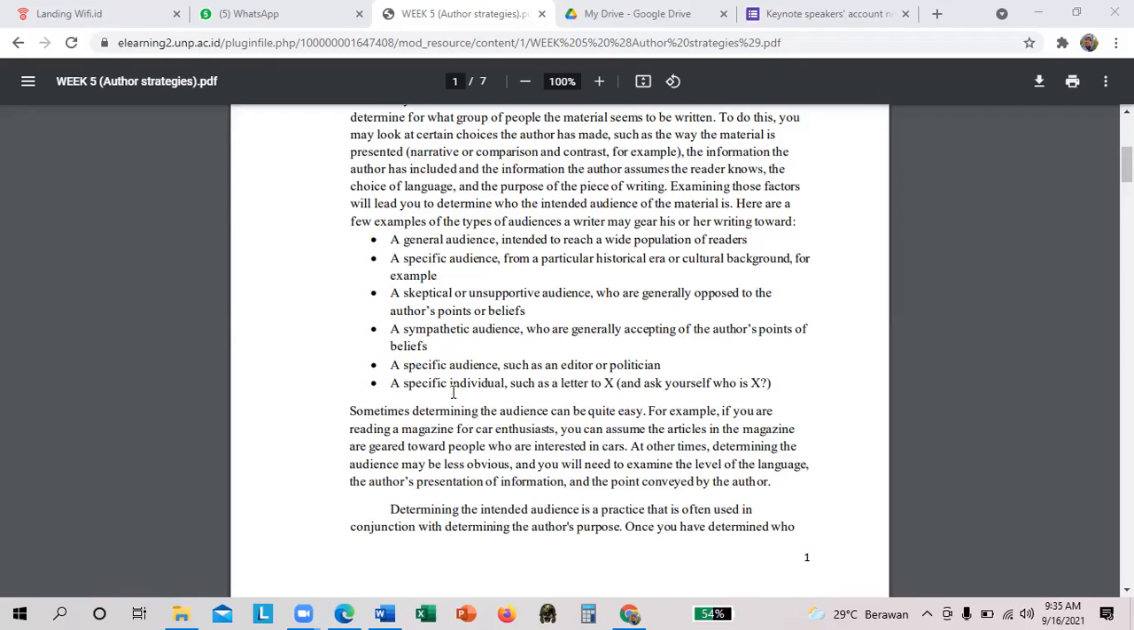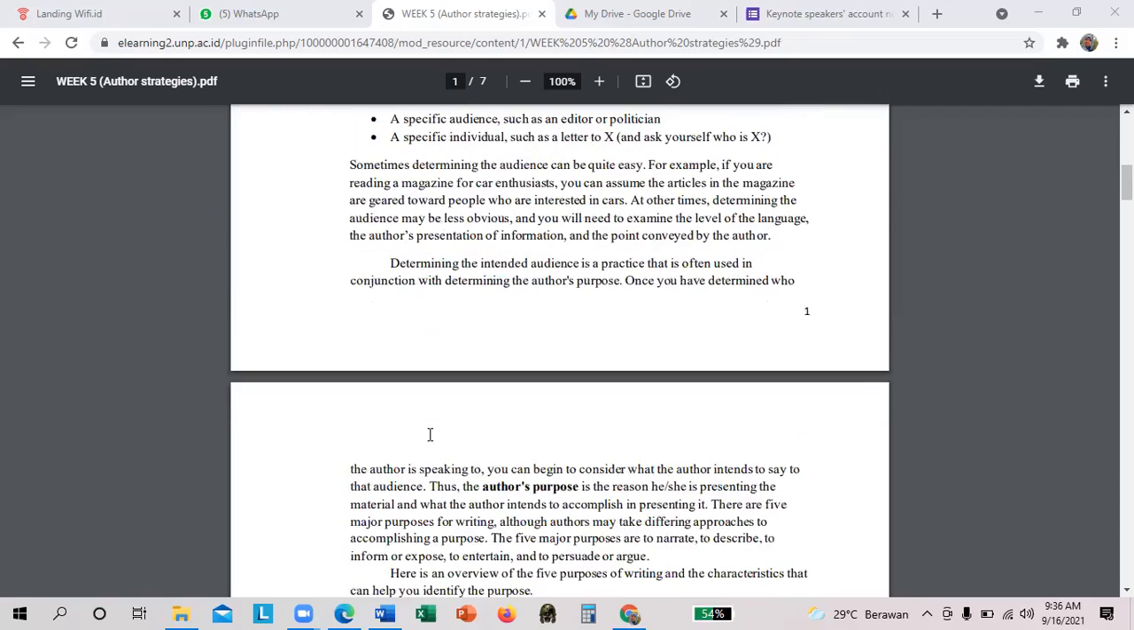And then specific individuals, such as someone writing a letter to X, which means a target receiver. So these are the types of the audience.